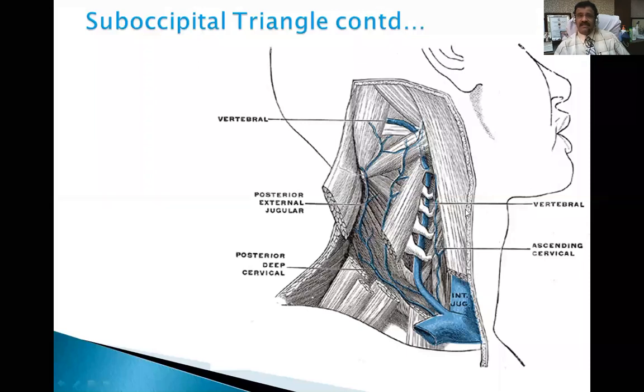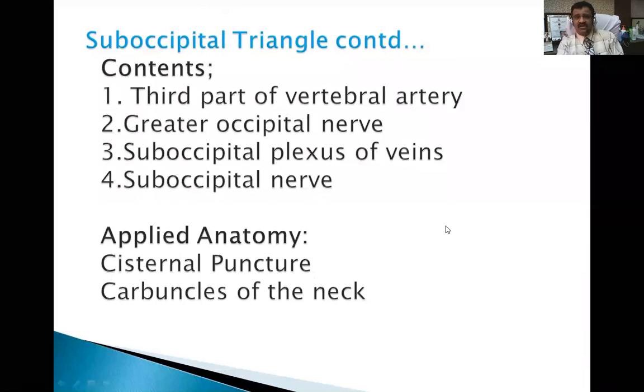The suboccipital triangle contains, remember these 4 structures. One is the third part of the vertebral artery. The vertebral artery goes inside the cranial cavity, and both arteries unite to form the basilar artery, and the basilar artery takes part in formation of the circle of Willis to supply blood to the brain. It enters through the foramen magnum, so before entry, we see the third part of the vertebral artery. Greater occipital nerve is another content. Suboccipital plexus of veins also you see, and suboccipital nerve. So 2 nerves, 1 artery, and venous plexus.